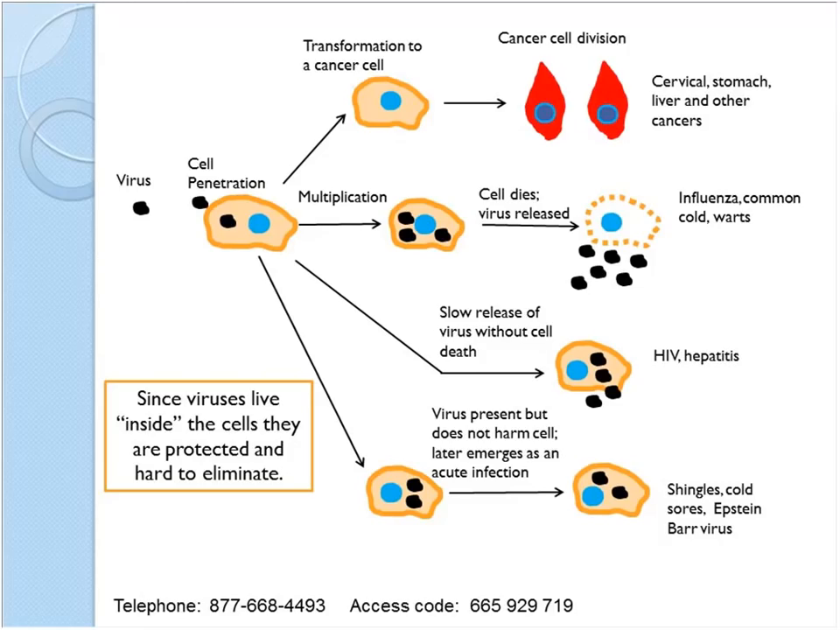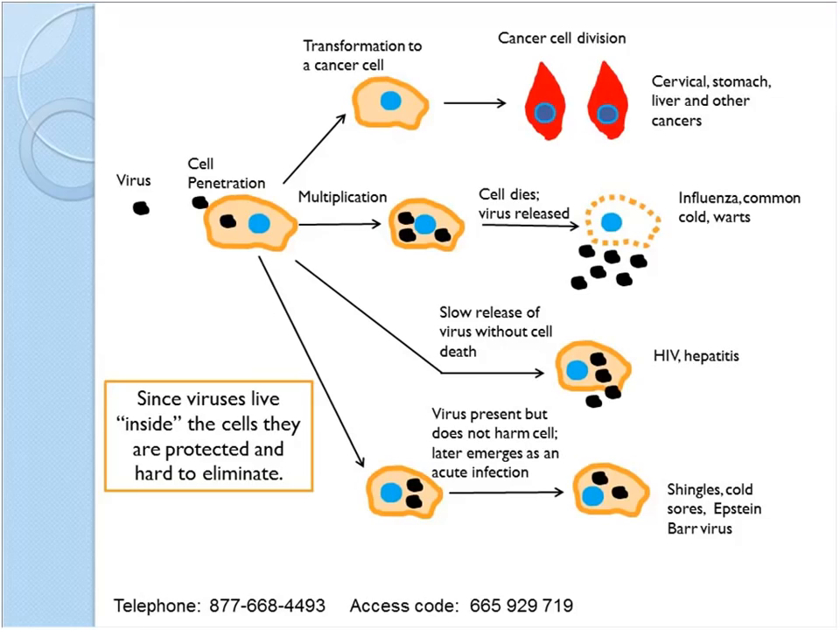We see this kind of activity with human immunodeficiency virus, better known as HIV, which causes AIDS, acquired immune deficiency syndrome, or hepatitis, especially the viral hepatitis A, B, and C. Since viruses live inside the cells and they're hard to eliminate, the virus can also be present inside the cell and later emerge as an acute infection.